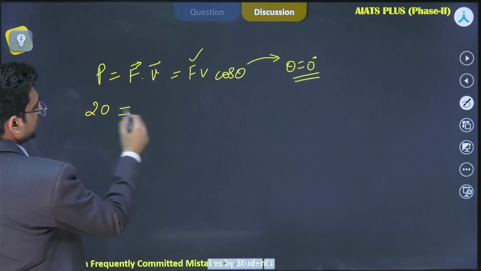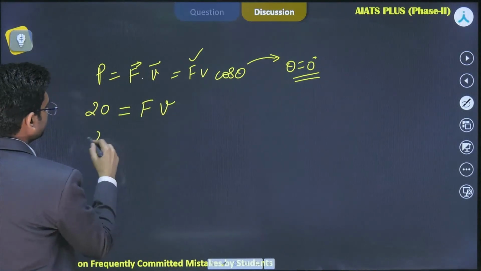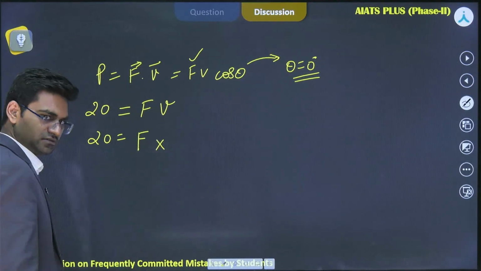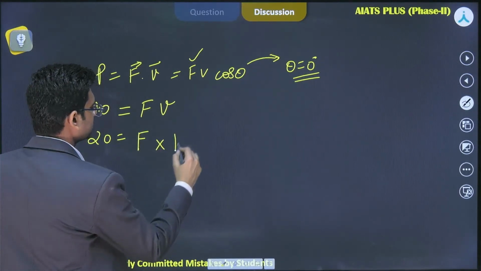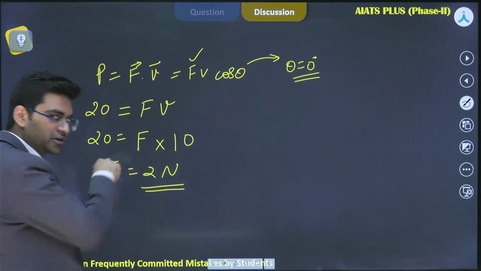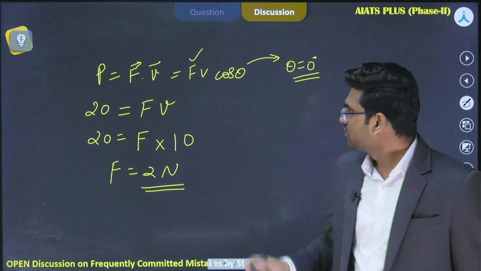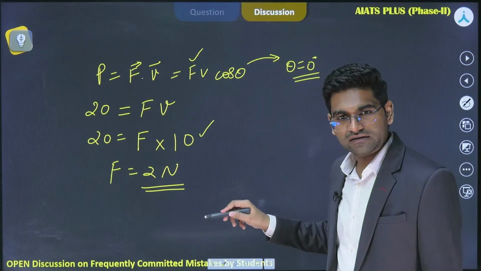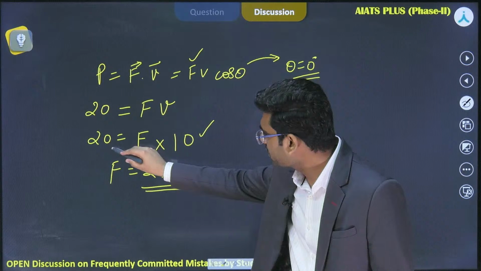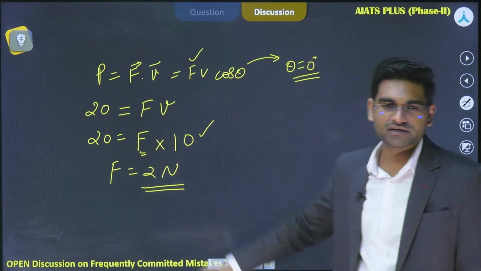So it will become 20 is equal to F into V. We have to find the value of force, right? We don't know the value of force, but we know the velocity, that is equal to 10 meter per second. So F will be equal to 2 Newton at that point of time, right? Now if the initial velocity would have been something else, it would not be equal to 10 meter per second, it could be 2 meter per second at some point of time. That will give me 20 is equal to F into 2. It means the force would be equal to 10 Newton at that point of time.